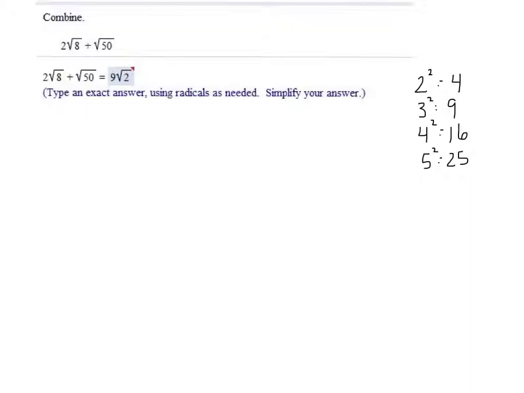So we'll rewrite the first part of the problem, 2 square roots of 8, as 2 times the square root of 4 times the square root of 2, because 4 times 2 is our 8. And the second part we will rewrite as square root of 25 times the square root of 2, because that is 50, square root of 50 when you multiply those.